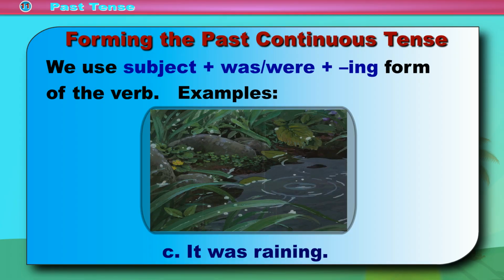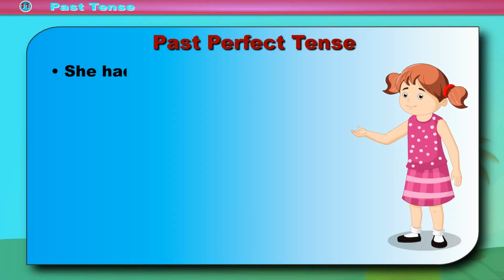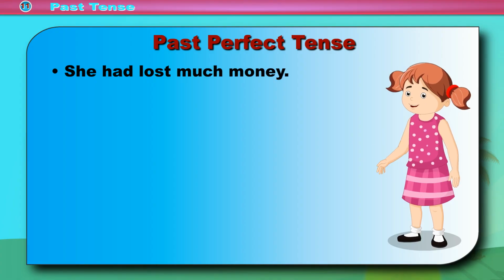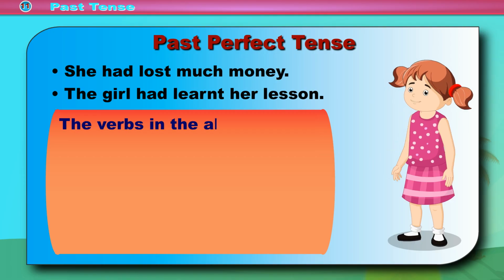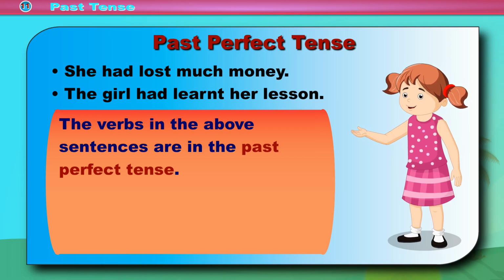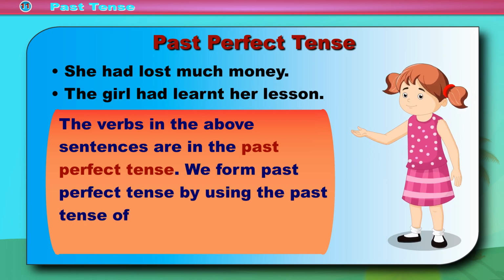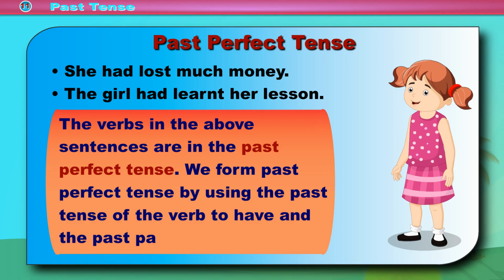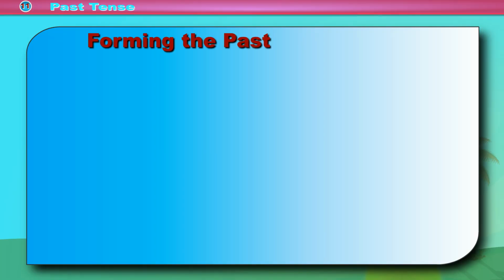C. It was raining. Past perfect tense. She had lost much money. The girl had learnt her lesson. The verbs in the above sentences are in the past perfect tense. We form past perfect tense by using the past tense of the verb to have and the past participle of the verb, forming the past perfect tense.